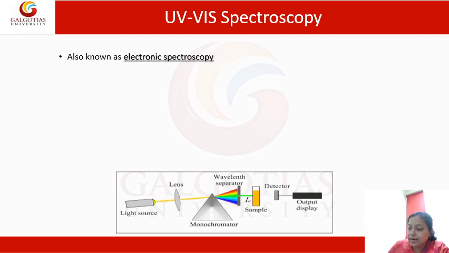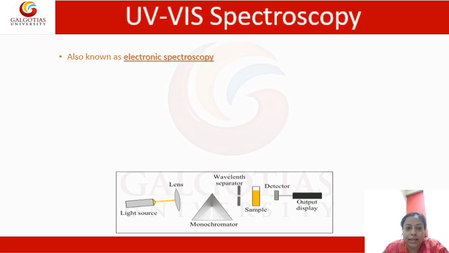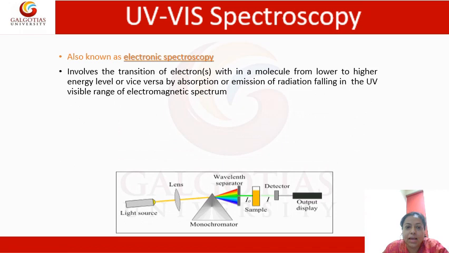Now there is a third kind of spectroscopy, known as electronic spectroscopy. So what happens in electronic spectroscopy? It basically involves the transition of electrons within a molecule from a lower to a higher energy level or from a higher to a lower energy level by either absorption or emission of radiation, and that falls in the UV visible range of the electromagnetic spectrum.